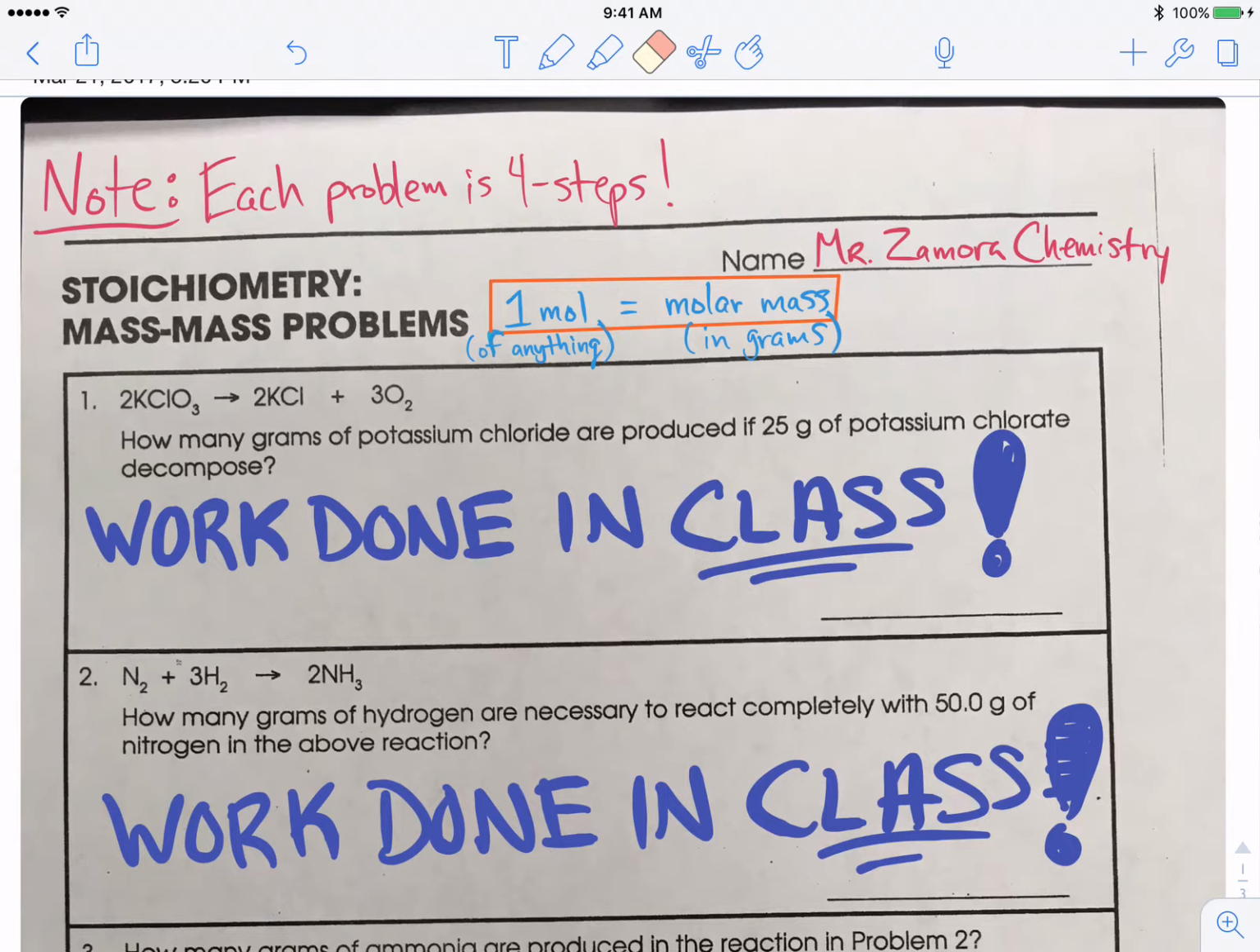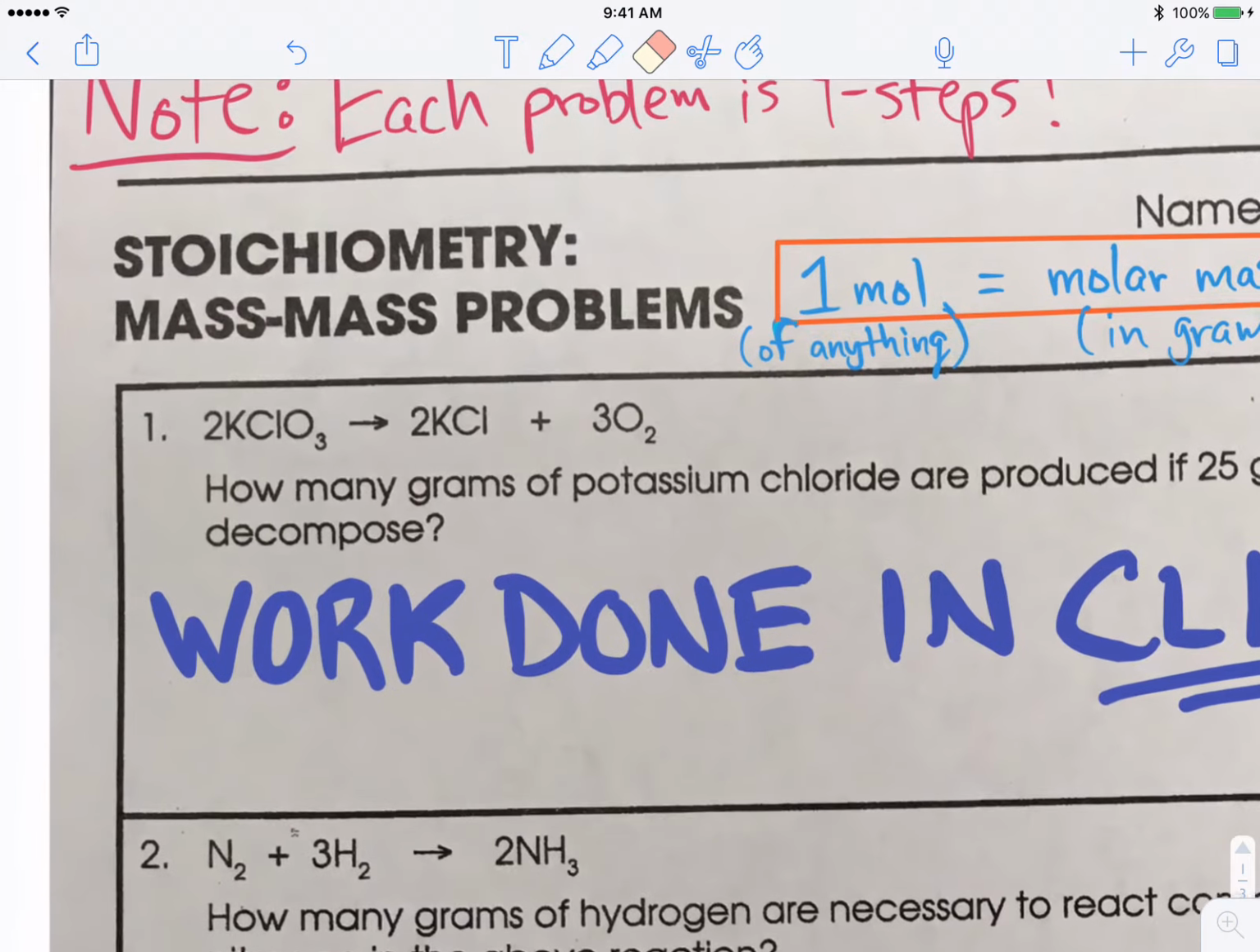Hi everyone, welcome back. Today we are going to go over mole to mass problems. So let's just jump right into it.